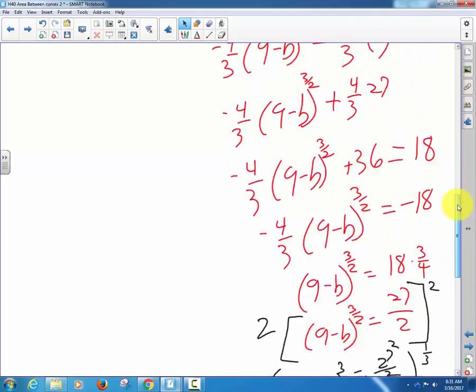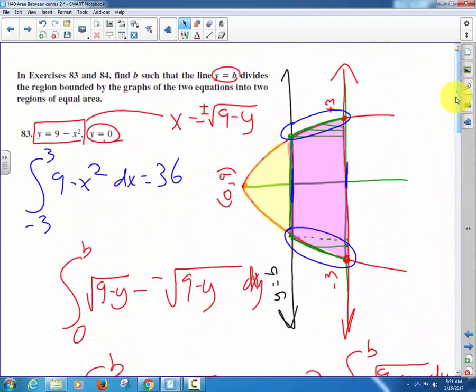And if you want to test that, you could actually go back to the original problem, this first line in red right here. You could go back to that line and integrate from 0 to b of that and see if you get 18, and you should get real close to it. I'm assuming that 3.33 is probably rounded, so you're not going to get exactly 18 there.